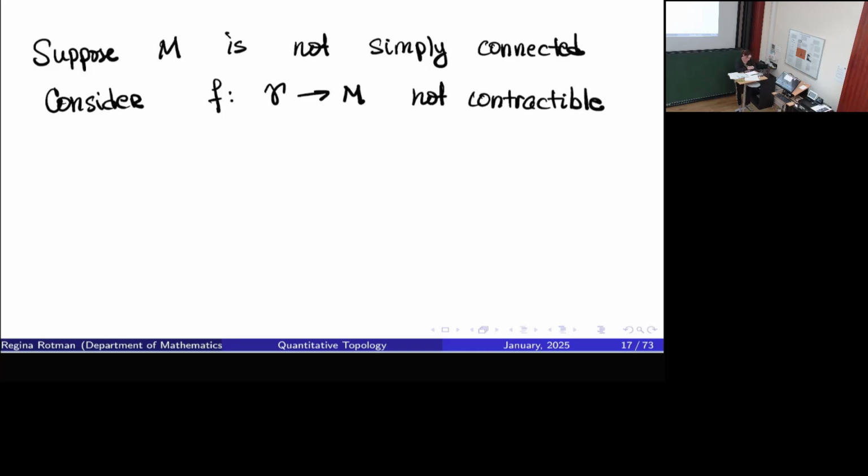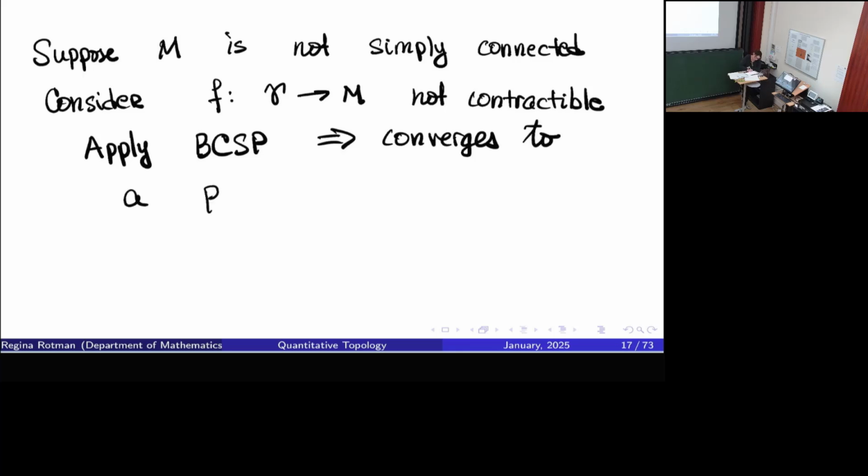And you apply the curve shortening, length shortening. It cannot converge to a point. It's not contractible. It will converge to a geodesic. So I'm going to call those things periodic geodesics. Klingenberg calls them closed geodesics. I just try to do that to distinguish them from geodesic loops, which are also closed curves, but they're not smooth.